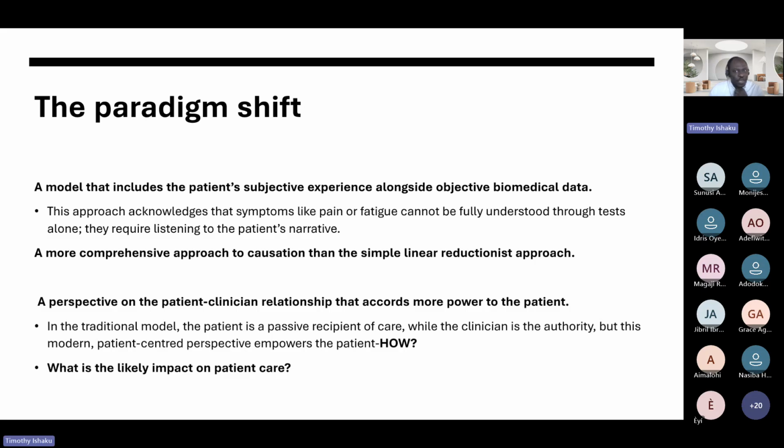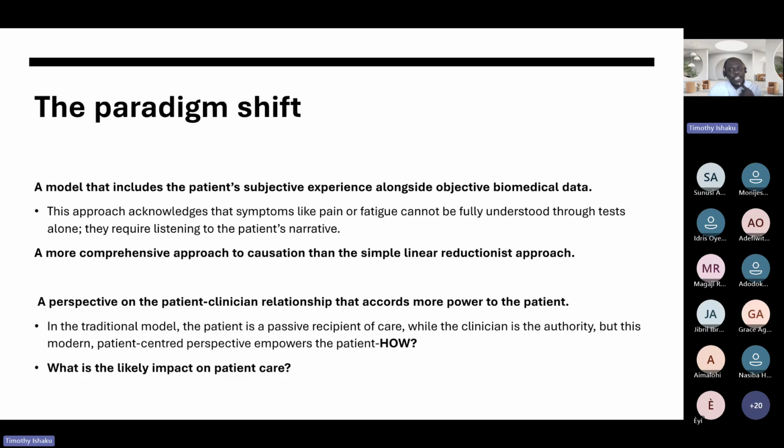This is probably the acknowledgement that symptoms, like pain or fatigue, cannot be fully understood by tests alone. It requires us to listen to the patient narrative. So the first paradigm shift is a model that includes the patient experience alongside the biomedical data. We are not throwing anything away. The second one is a comprehensive approach.